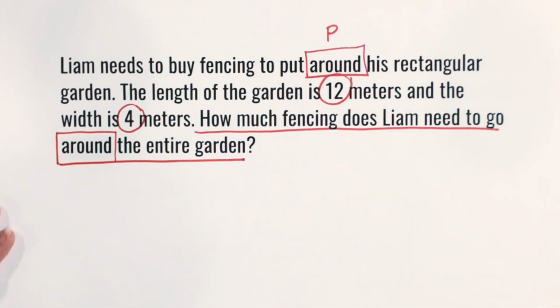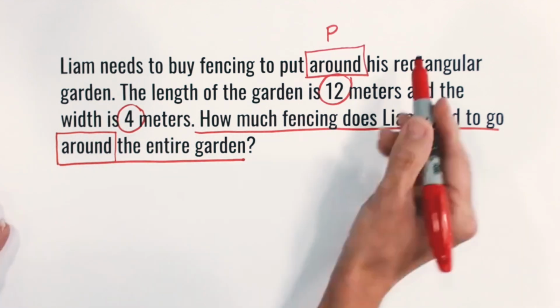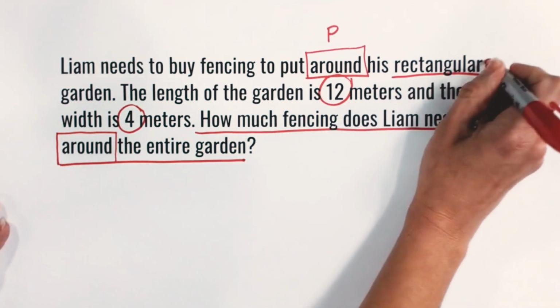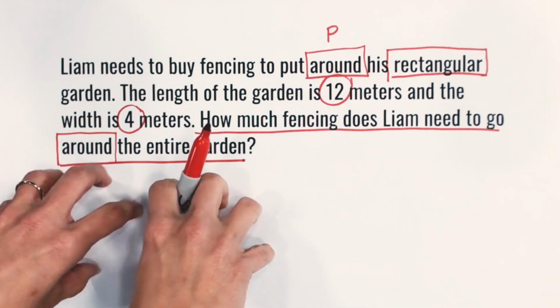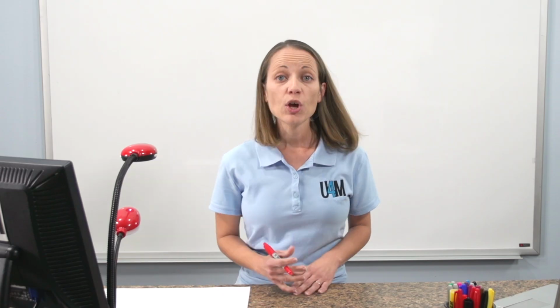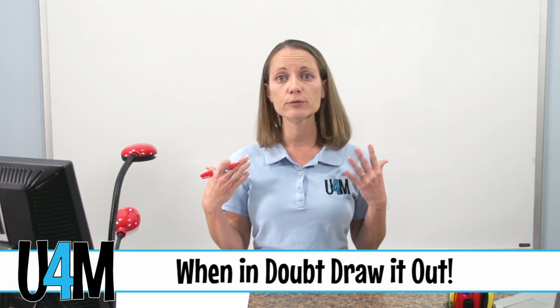Now they're telling us the length and the width, so we know that this is going to be a rectangular garden. And those are all important key words for me to really draw it out if I need to. When I say draw it out, it's something that I encourage students to do all the time. When in doubt, draw it out.